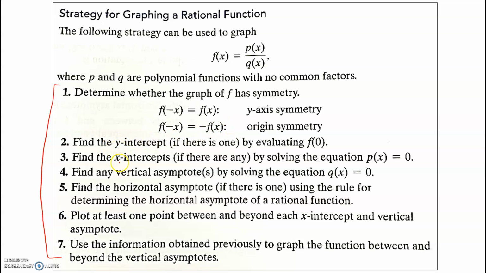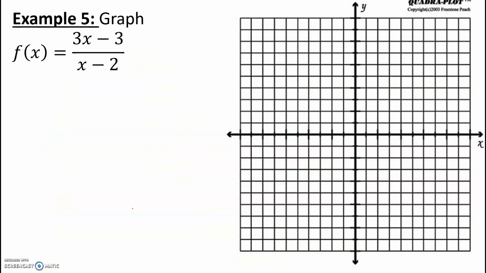X-intercepts and y-intercepts, plug in 0 for x, plug in 0 for y. From yesterday, vertical and horizontal asymptotes, and then plot some points and use that to graph. So that's exactly what we're going to do here. Start with step 1. See if there's any symmetry.